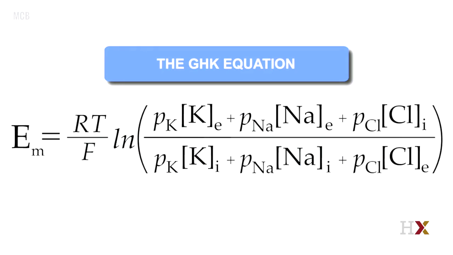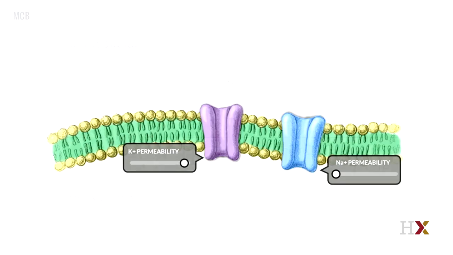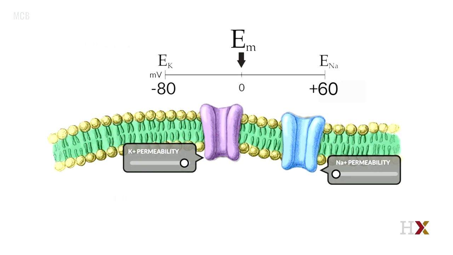So, since the permeability of the membrane to sodium is very low, the term P_Na is close to zero, and thus the effect of sodium concentrations on the resting potential is small. As you might imagine, the greater permeability of the membrane to potassium ions means that potassium has a greater influence on the membrane potential. As a result, the resting potential is much closer to potassium's Nernst potential than it is to the Nernst potential of sodium.